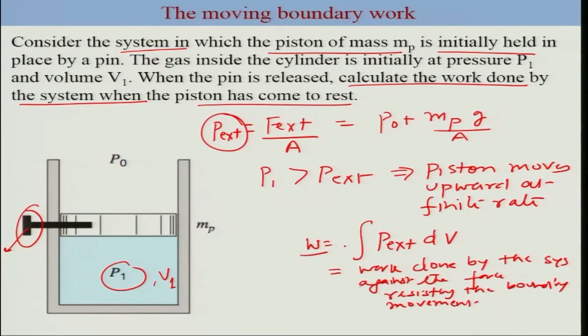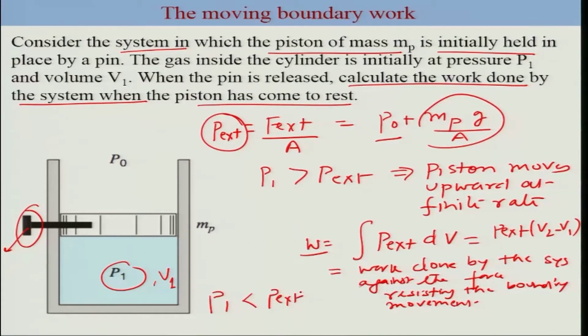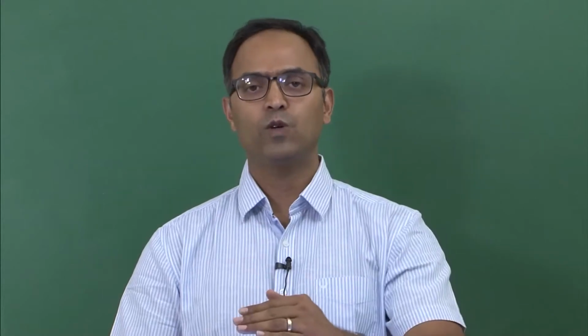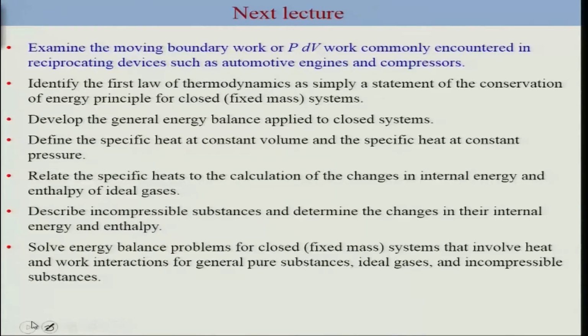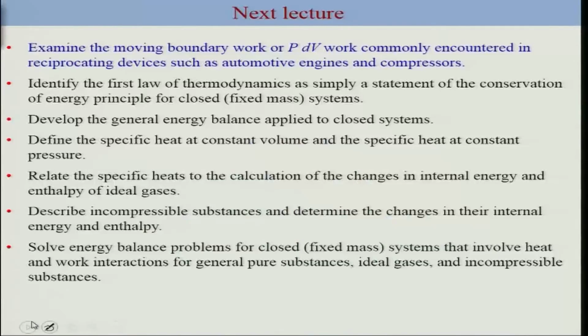Now since P external is fixed, because your P0 is fixed and the weight is fixed, the value in this case is going to be simply P external times (V2 minus V1). Now if P1 was lower than P external, then of course the piston would move downward. So that was the exercise which we wanted to do in order to understand the moving boundary concept. In the next lecture we will continue with this and explore a little more with certain examples. So, I will see you in the next lecture.